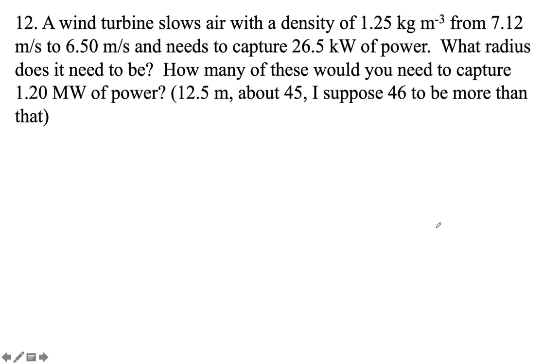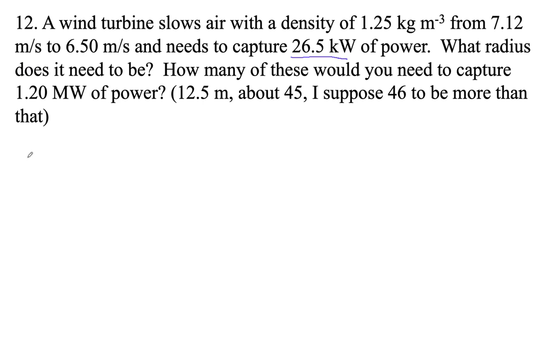A wind turbine slows air with a density of 1.25 kilograms per cubic meter from 7.12 to 6.5 and needs to capture this much power, right? What radius does it need to be? How many of these would you need to capture 120 megawatts? Okay, let's figure out the radius, right?